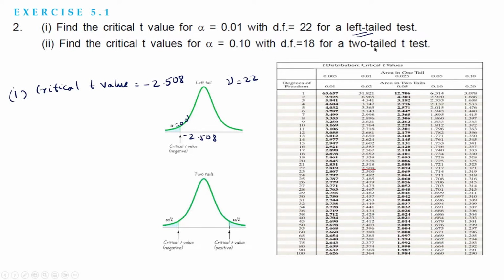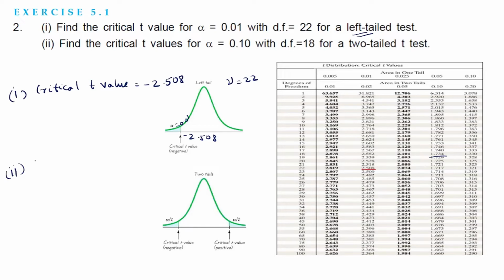Then the next subdivision is the critical t-value for alpha equal to 0.1 with degrees of freedom 18 for a two-tailed test. So we have alpha equal to 0.1 and degrees of freedom 18. The value is 1.734. If it is a two-tailed test, then we have the critical t-value on the left side as well as on the right side. So the critical t-value will be negative 1.734 and positive 1.734.